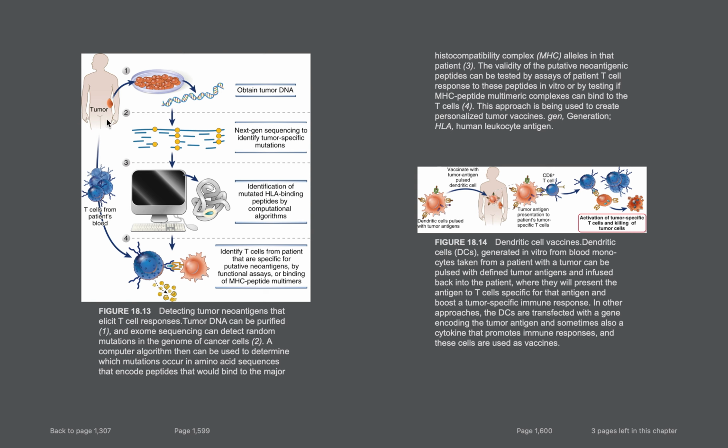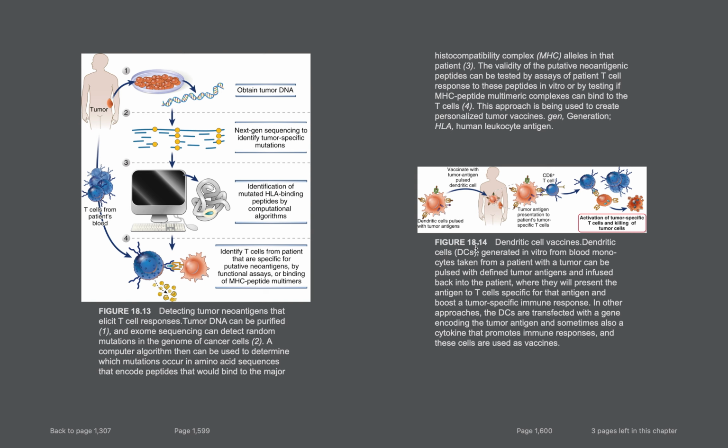So here, if someone has a tumor, it is taken and cultured, then we obtain DNA. Next-generation sequencing identifies tumor-specific mutations, then the mutated HLA-binding peptides are identified by a computational algorithm. T cells from patients that are specific for the putative neoantigen are identified by functional assay, binding the mutated peptides. So you get some cells which will be directly able to kill that.